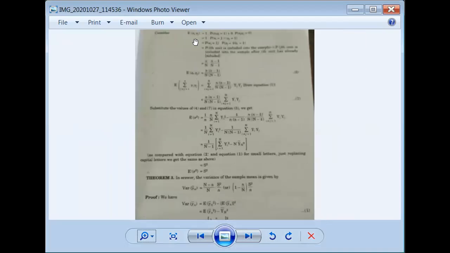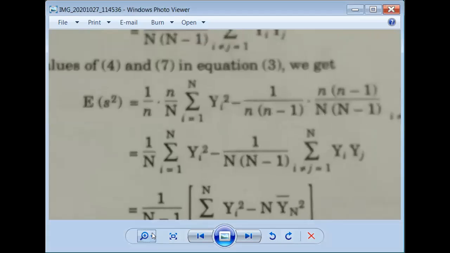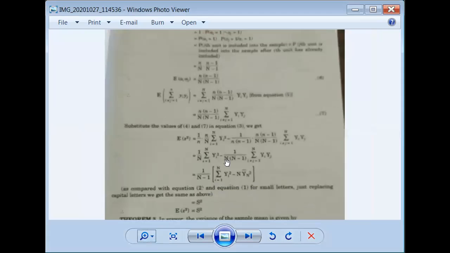So now similarly, expectation of ai into aj. Like the previous theorem, 1 into probability of ai equal to 1, plus 0 into probability of a equal to 0. Then again this can be written as 1 into probability of ai equal to 1 intersection aj equal to 1. Then again, probability of the ith unit is included in the sample plus probability of the jth included in the sample, by Bayes.